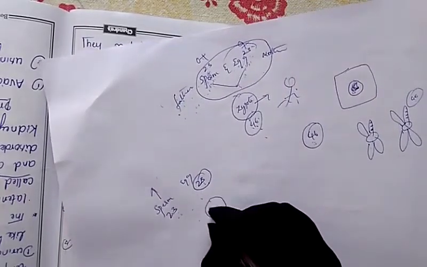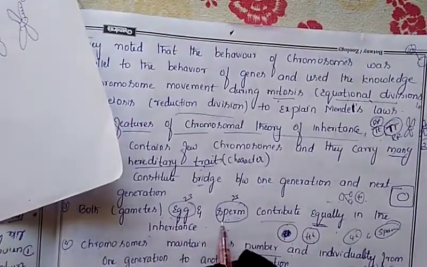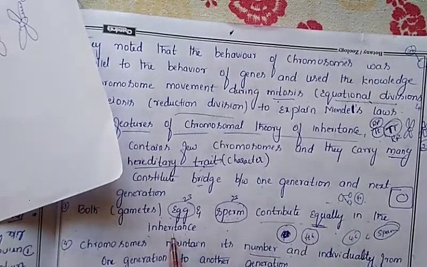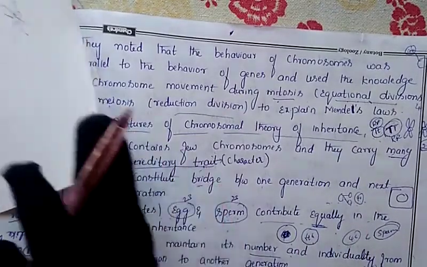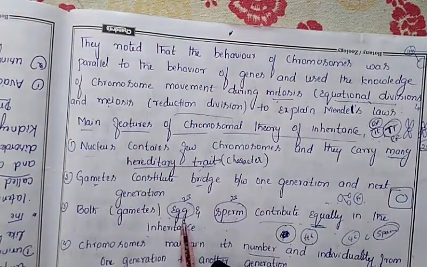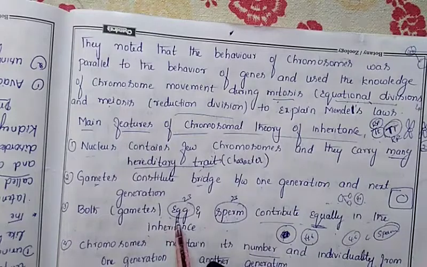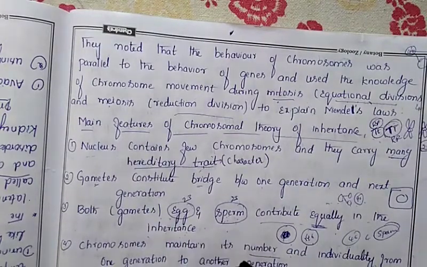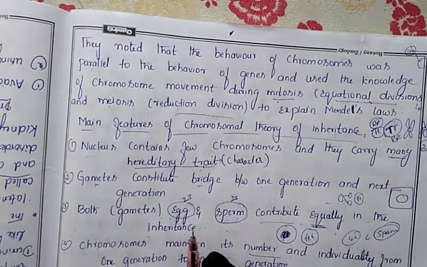So in offsprings also, a constant number of chromosomes takes place. Both the gametes, egg and sperm, contribute equally in the inheritance. If characters are to be transmitted, both father and mother are equally distributing them. That's why in our body we have the characters of our father, and even we have the characters of our mother. You may appear phenotypically exactly like your father or your mother, but it is not that.